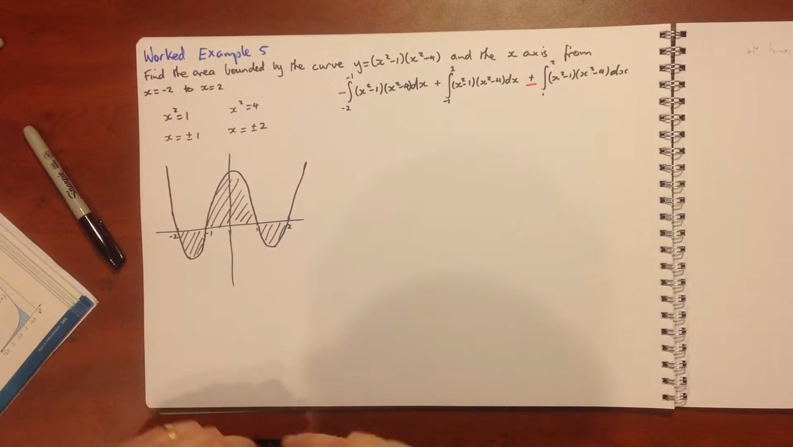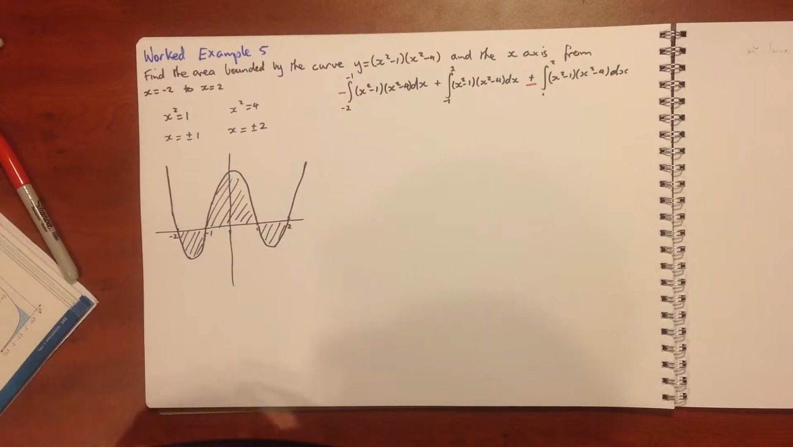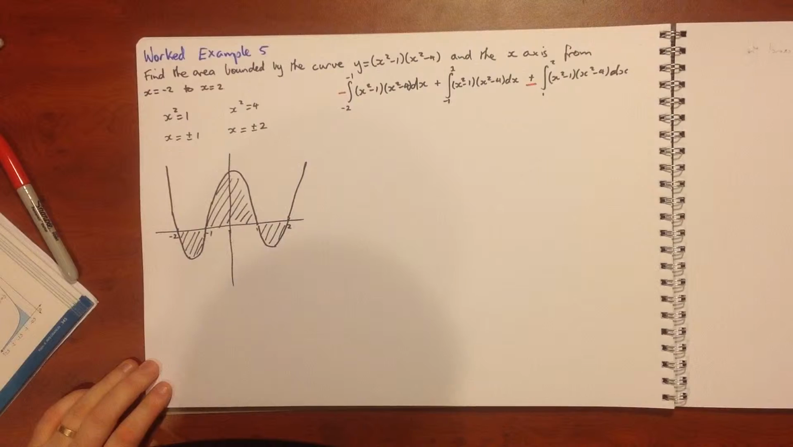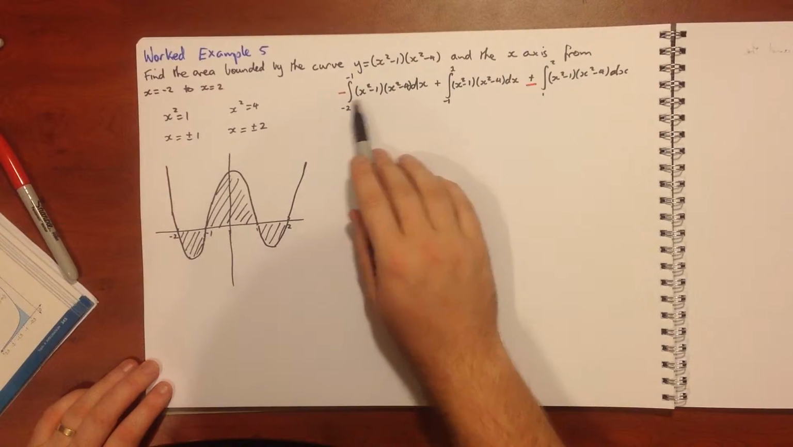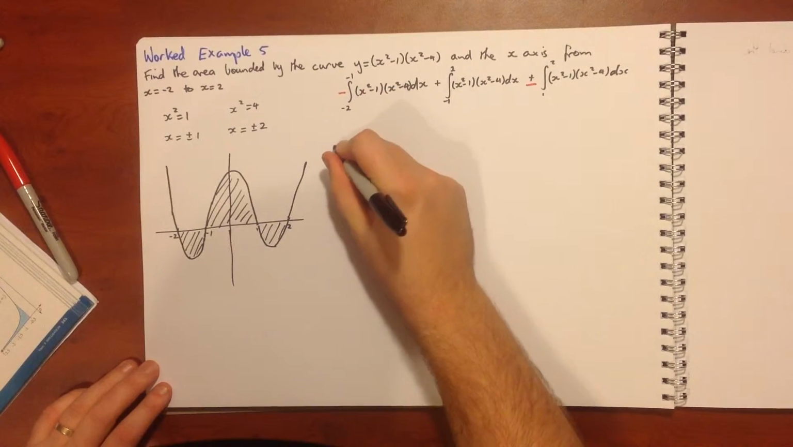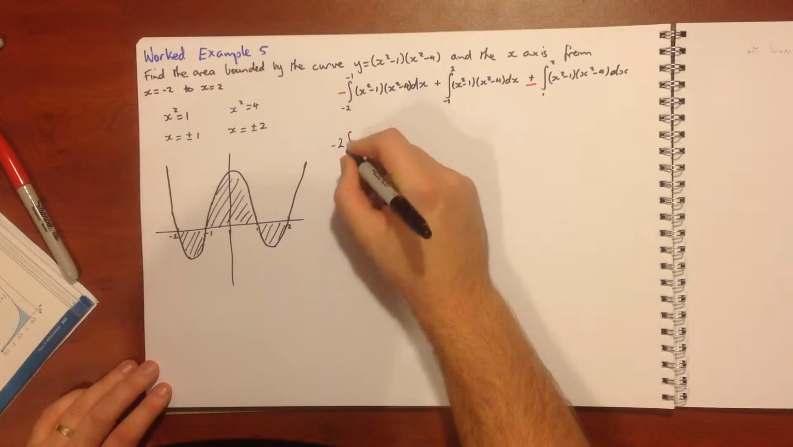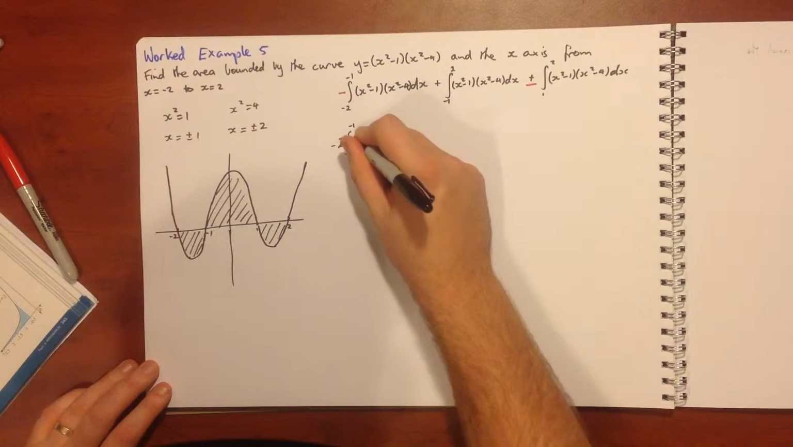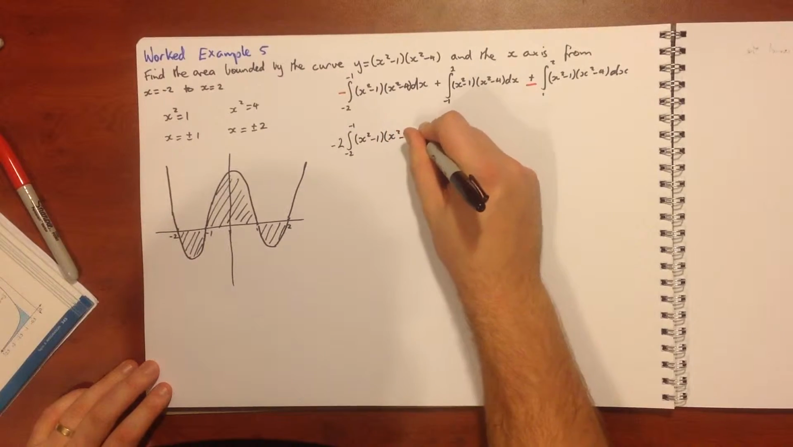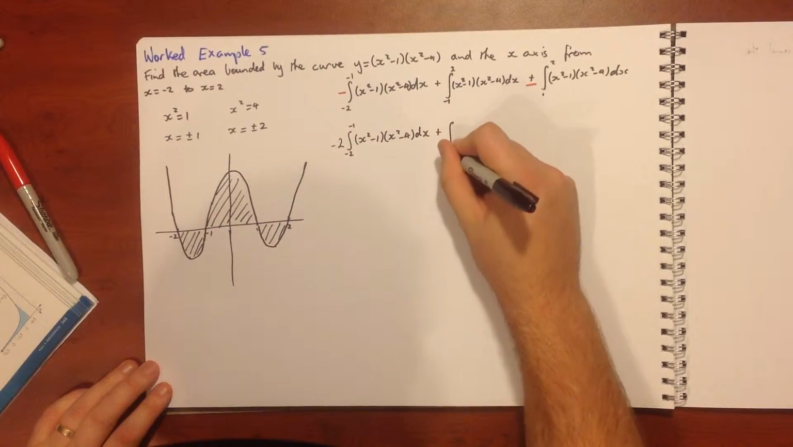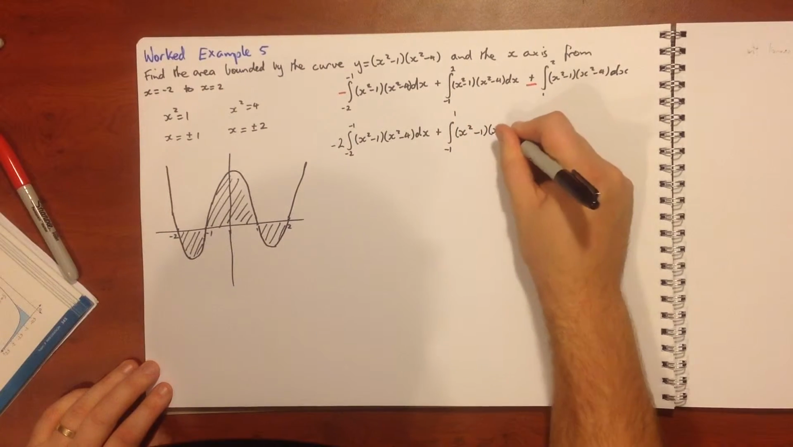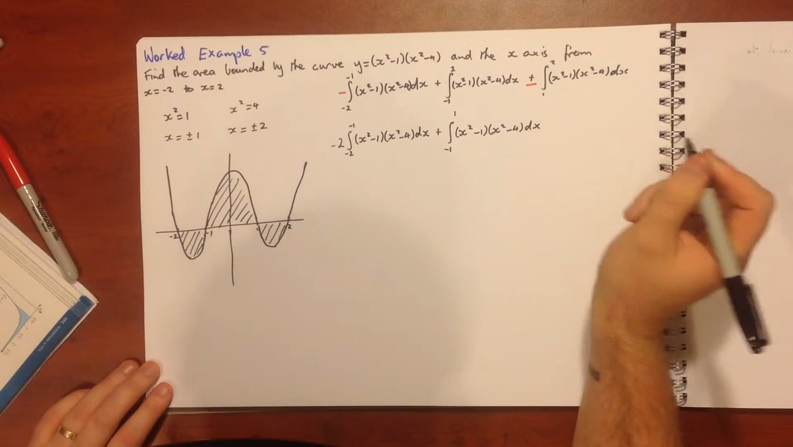Now I'm not going to go through this full process because what you should be able to realise, hopefully, is that this area here and that area there would be the same. So we simply just have to do one of these and then double it. So what we're going to do is say, now we will use our sign, but we're going to say -2 times the integral from -2 to -1 of our x squared minus 1, x squared take 4 dx, plus our integral from -1 to 1 of our x squared minus 1 and our x squared minus 4 dx.